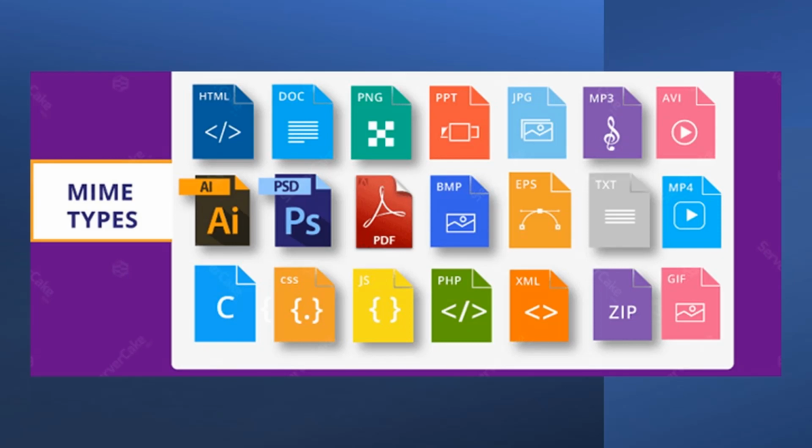When a file is requested from a web server, the server maps the file extension to the appropriate media type. This mapping allows the web browser to understand how to handle and display the file to the user.